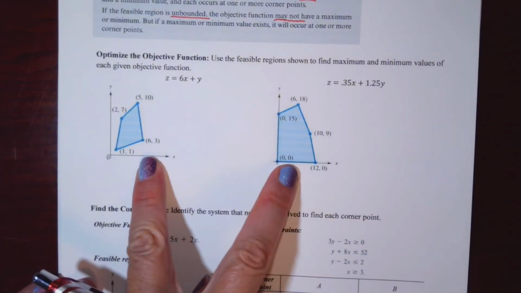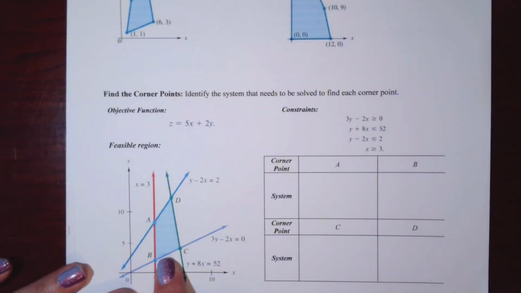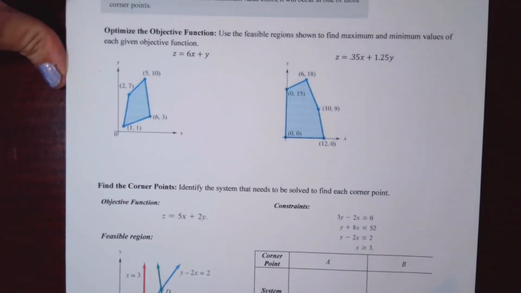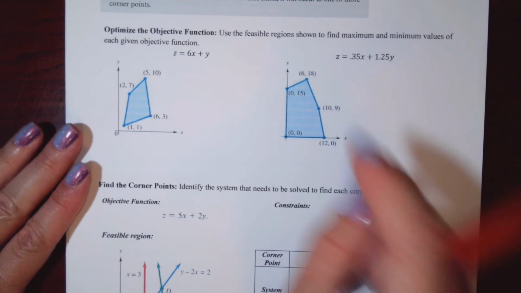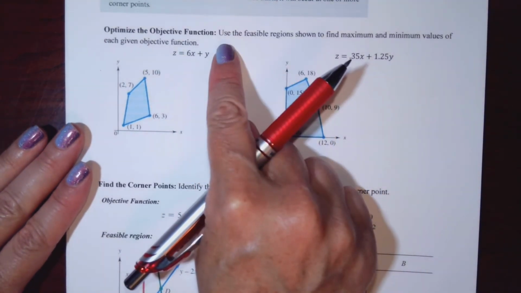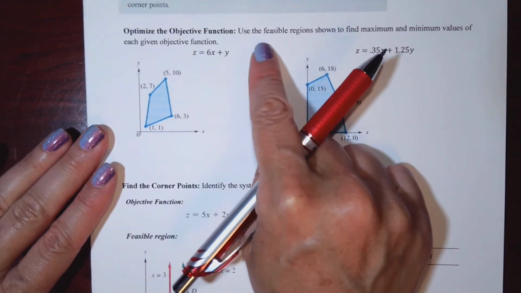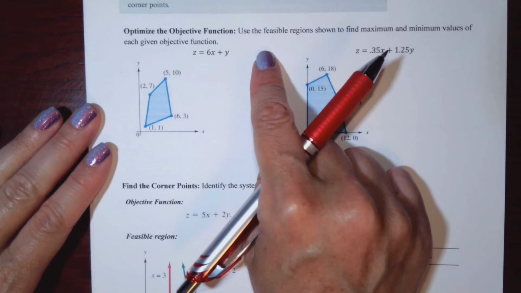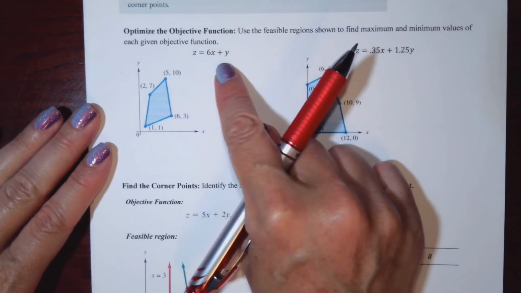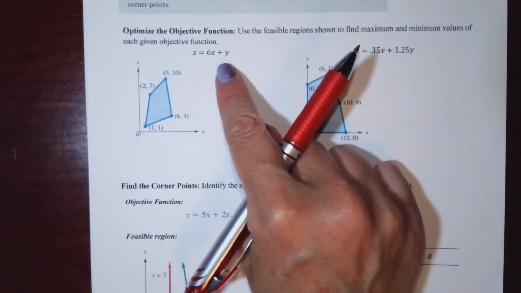These two are bounded regions. This one is a bounded region. A lot of what we work with are going to be bounded regions, but just be aware that we will get to some that are unbounded. Okay, we're going to optimize our objective function. Use the feasible regions that are already shown for us to find maximum and minimum values of each given objective function. Now, it doesn't tell us what type of objective function we have, so we don't know whether we're going to need maximum or minimum.